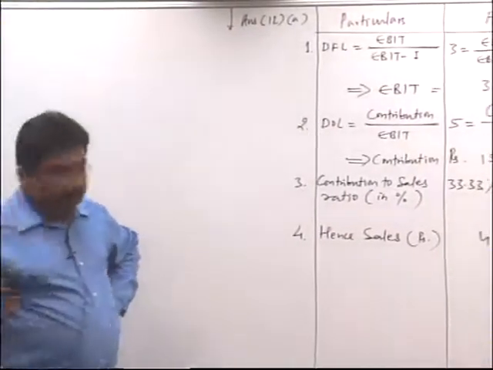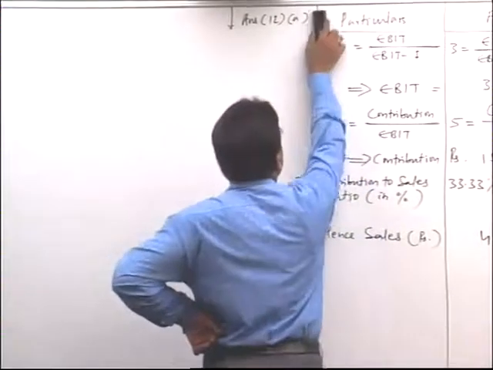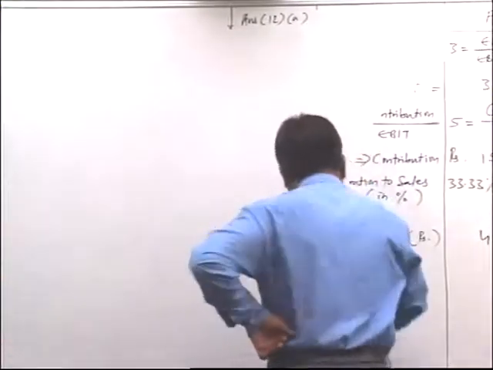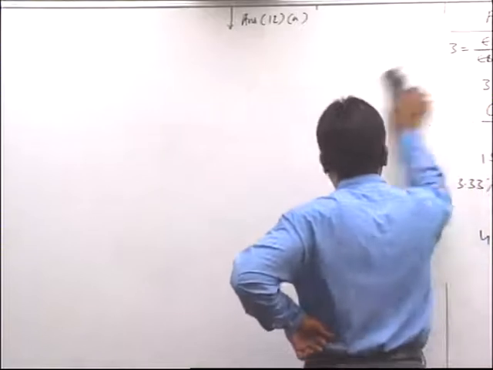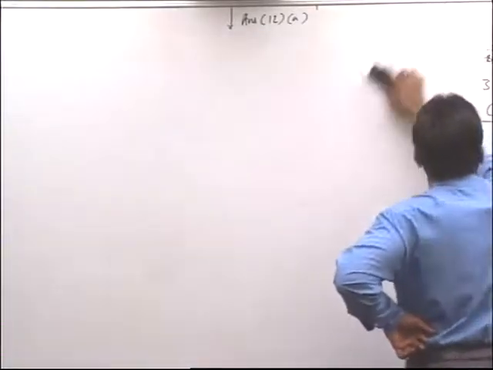Now, please prepare the income statement. For the income statement, make 4 columns: particulars, and 3 columns for the 3 companies.